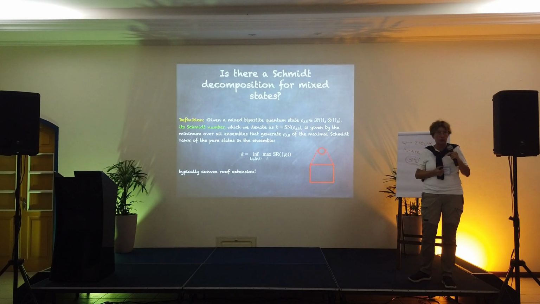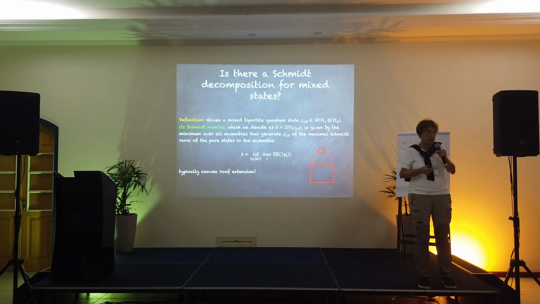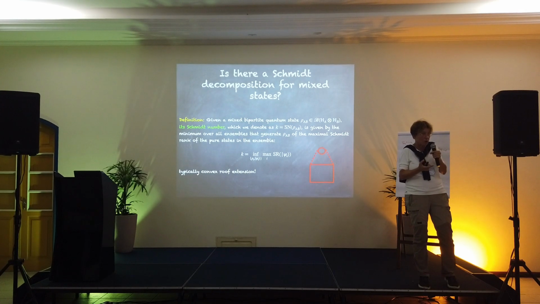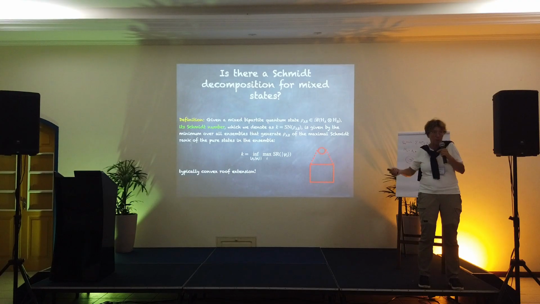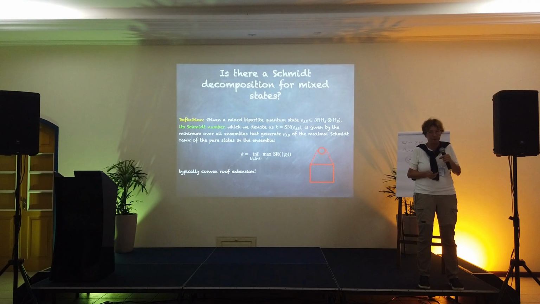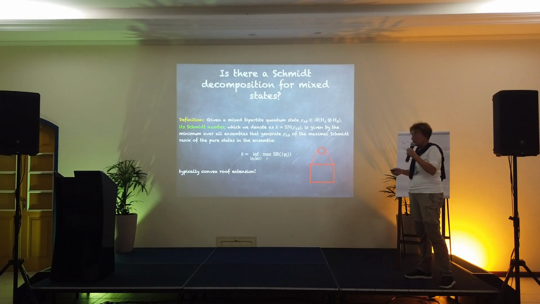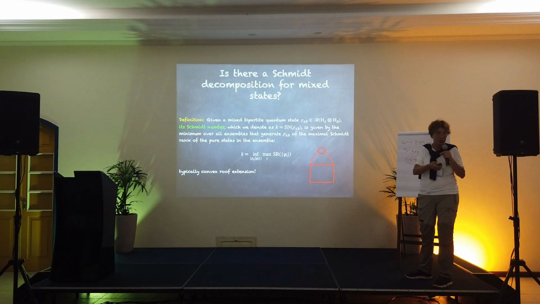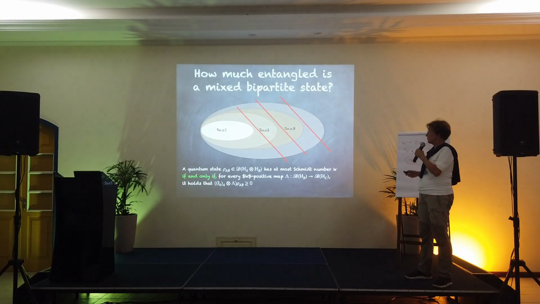And this is a very good quantifier, except that the convex roof construction is horrible because I have to check all possible decompositions of my state. But I'm talking about all these things because I can do it in some way, okay? And this is what I wanted to say.